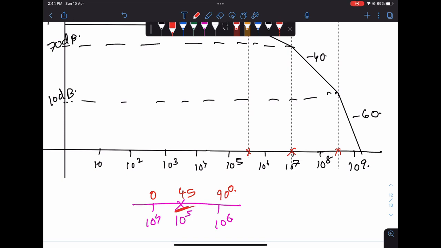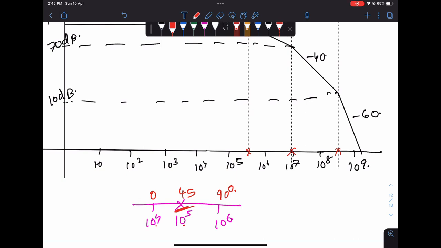For 1 by 10 of the pole frequency, there is 0 contribution. At the pole, there is a 45 degree contribution. At 10 times increase, it is a 90 degree contribution. So the individual contributions from all the poles should be added in a successive manner to get the angles. That's the idea we are using.